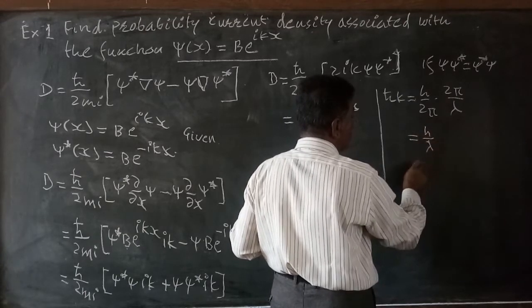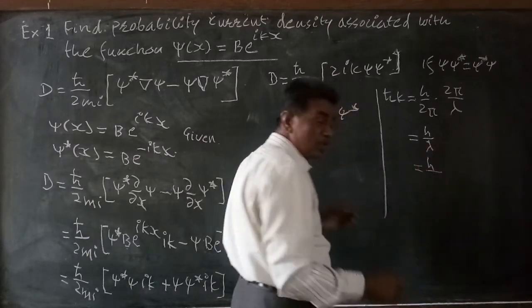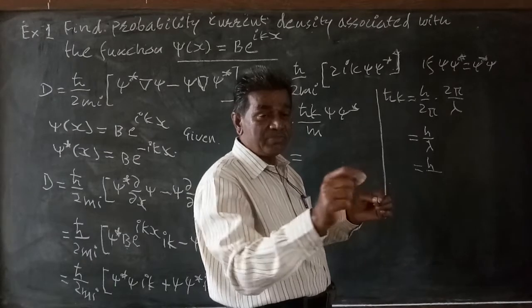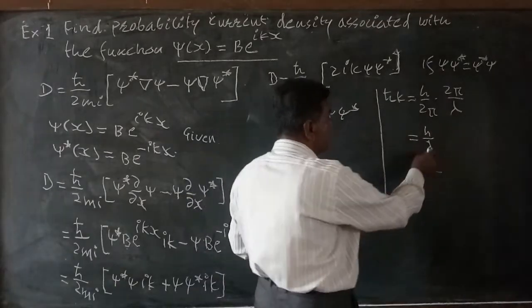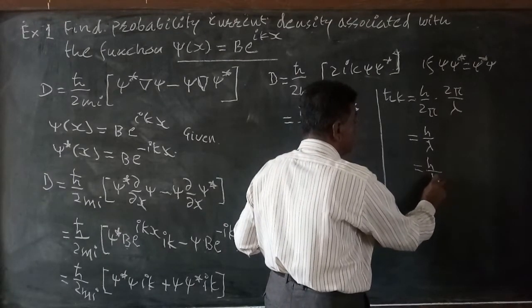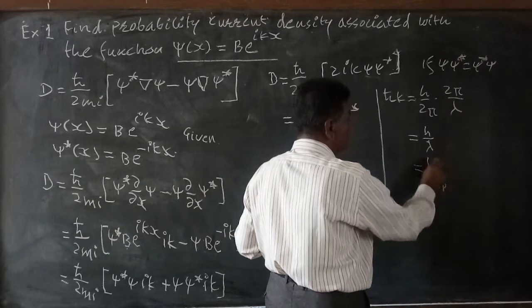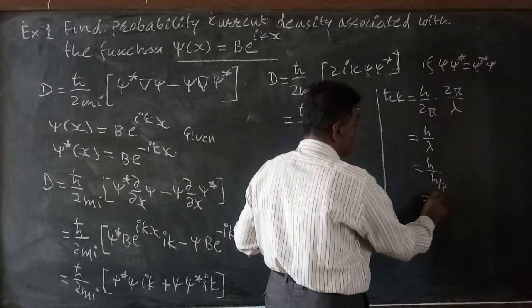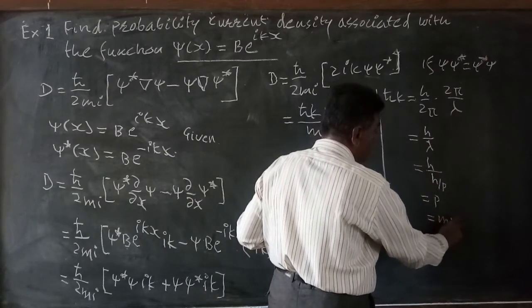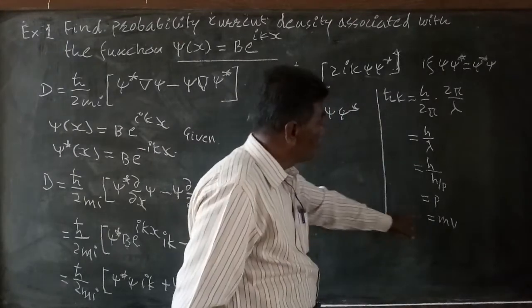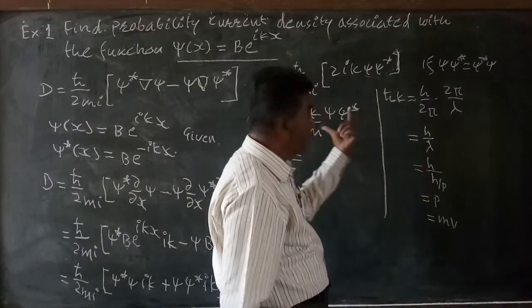Again put the value of λ, which is h divided by p, the wavelength of the de Broglie wave. Whenever the particle is in motion, a wave is associated with it, whose wavelength is given by the ratio of Planck's constant divided by the momentum of the particle, that is p. Then this p comes to the upper side, h cancels, so remains only p. The momentum is nothing but mass into velocity of the particle. So we are getting this equation: ħk represents the momentum of the particle.